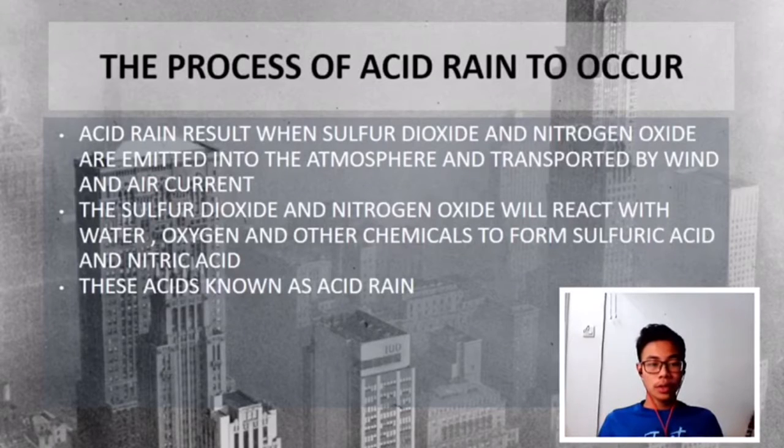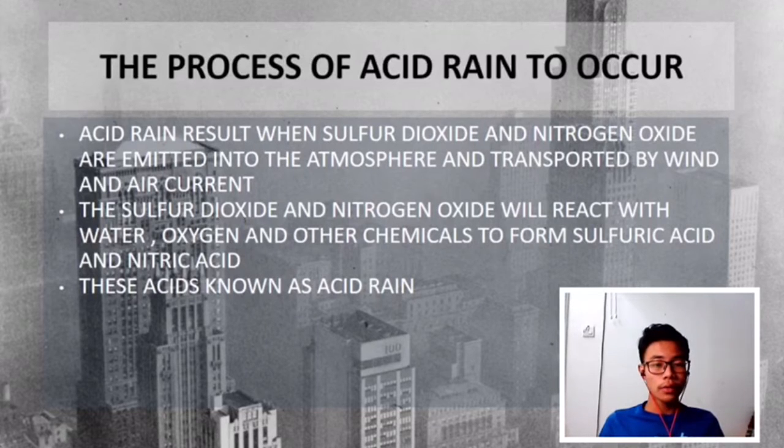Hi, I'm Hazar Hakimi and I'm going to explain about the process of acid rain occurring. Acid rain is caused by a chemical reaction that begins when sulfur dioxide and nitrogen oxide are released into the air. These substances are basically released by human activities. The substances can rise very high into the atmosphere as they are carried by wind and air currents.